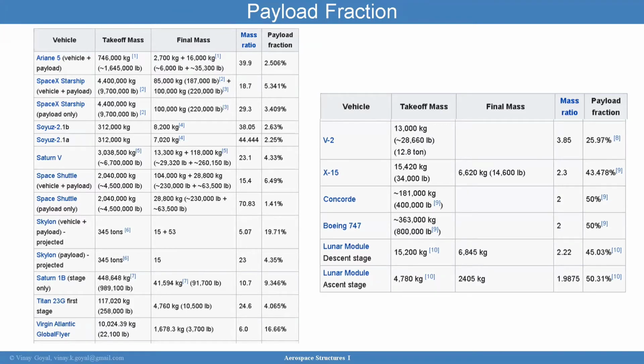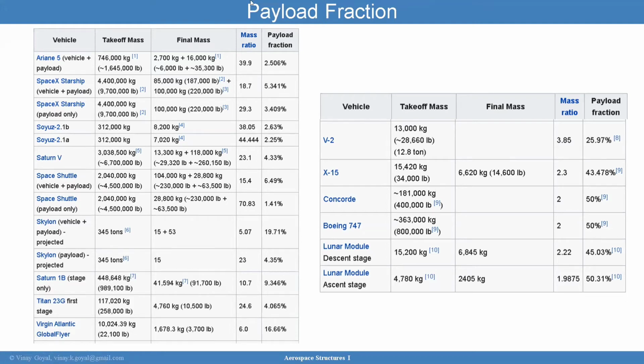And I can go on and on, but I do want to compare this to airplanes. An airplane, a Boeing 747, has a payload fraction of 50%. And so you can see the difference is that a launch vehicle is primarily propellant mass. I mean, it's going to have a large amount of propellant. And that is not the case with airplanes, as an example.